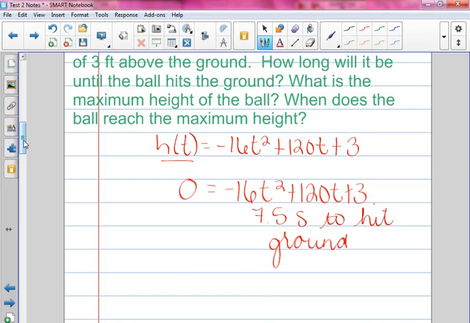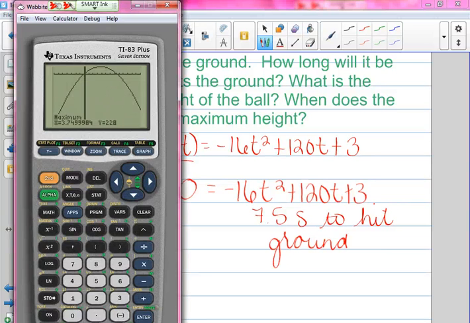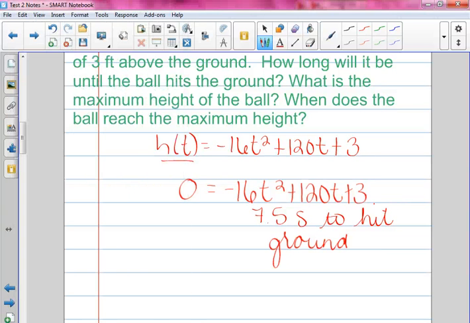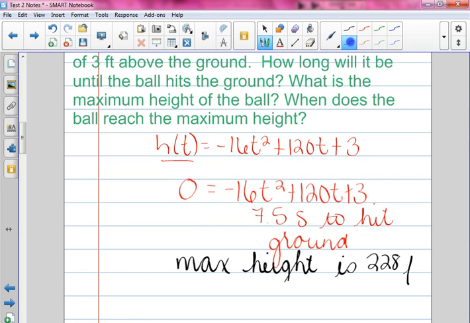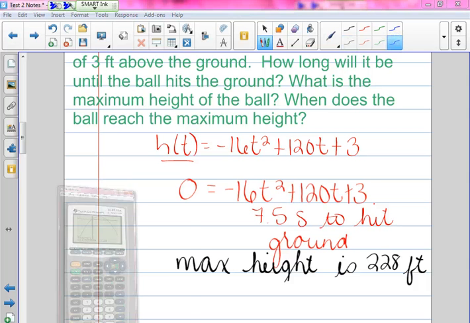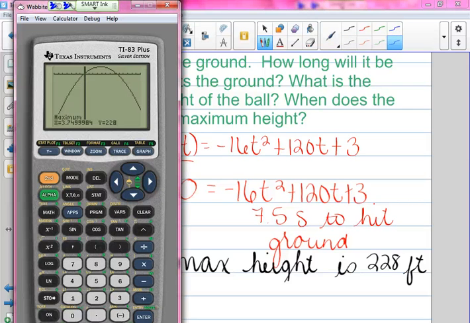Oh, Miss Golden answered the wrong question. It said, what is the maximum height of the ball? The maximum height of the ball is y. So the maximum height of the ball is 228 feet. Then it says, when does the ball reach the maximum height? That is the x, and that is 3.75 seconds.